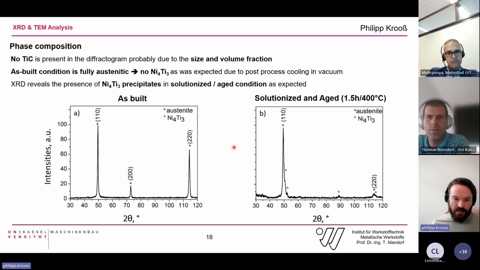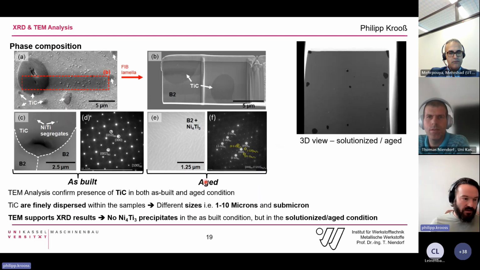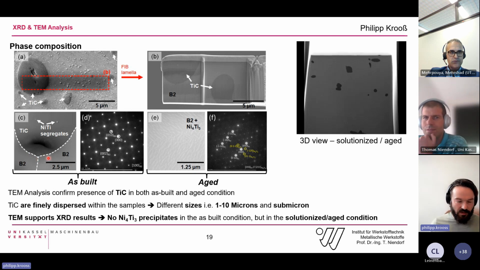When we then do some solutionizing and aging and do the diffractogram again, we can see the Ni4Ti3 precipitates, a very small peak in this region, so the material behaves as it should in terms of aging. Having a deeper look into the microstructure, we found that we can see the titanium carbides in both conditions, although we did not see them in the as-built diffractogram, but we can see them in the TEM. These are around 5 micrometers. We have just found some titanium carbide in the as-built condition, and the rest of the matrix is totally B2, no precipitates, no other phases present here.